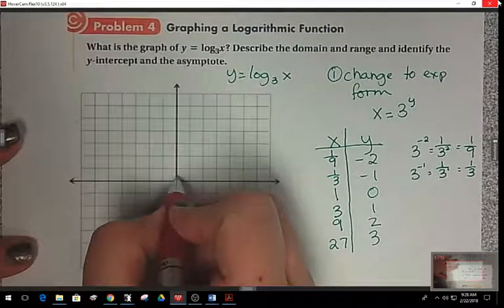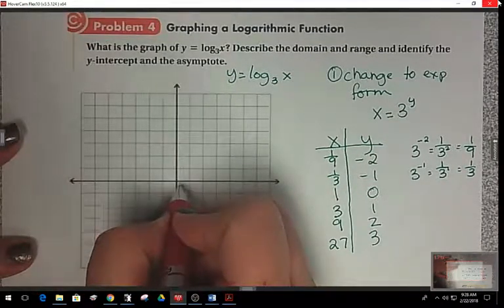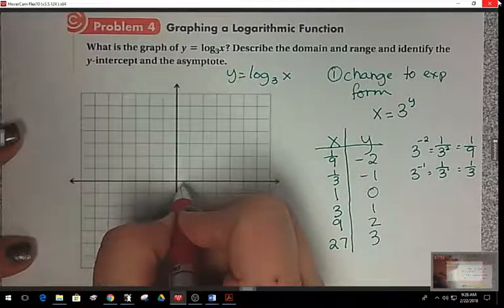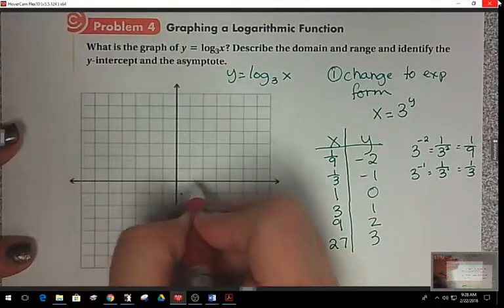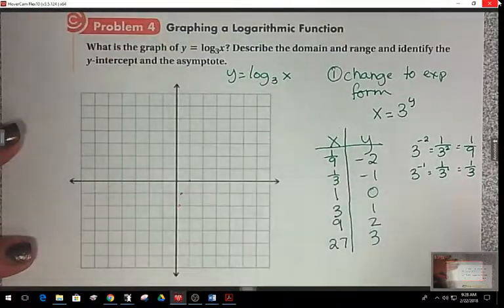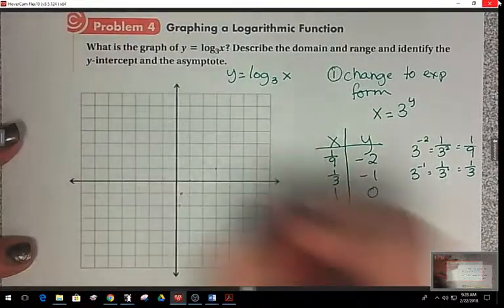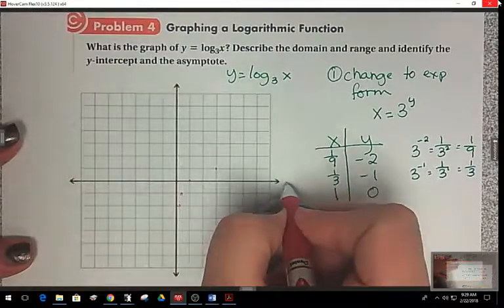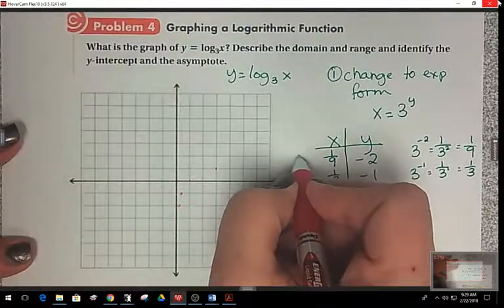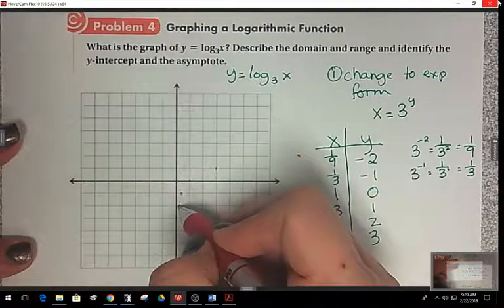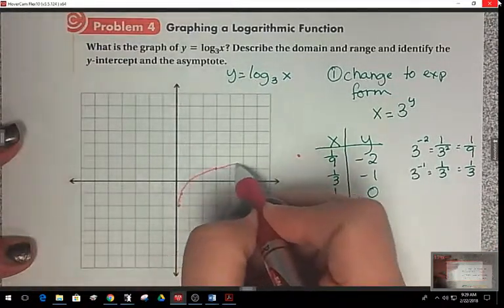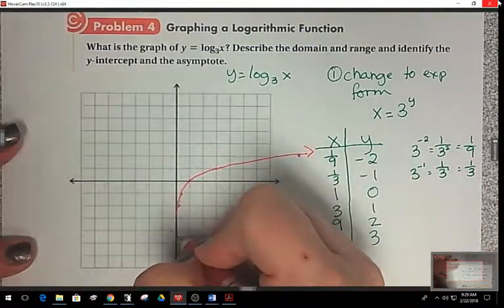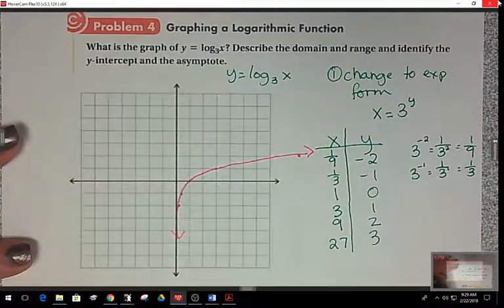So 1/9 over 1/9, and I'm going to go down 2. 1/3, negative 1, 1 0, 3 1, and 9 2. Okay, and I still ran out of room a little bit. If I connect these, this is what it'll look like.